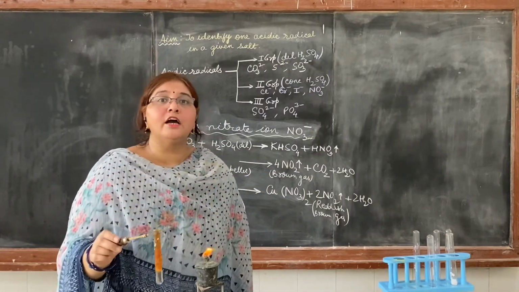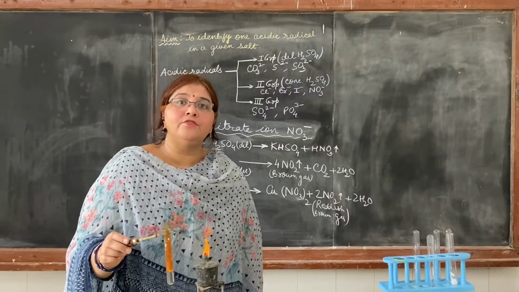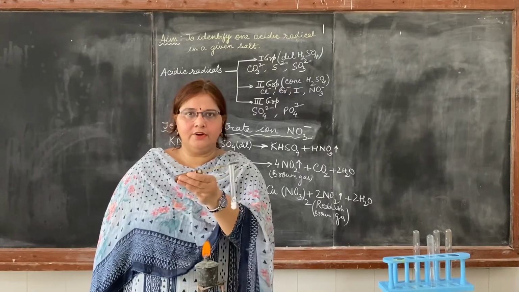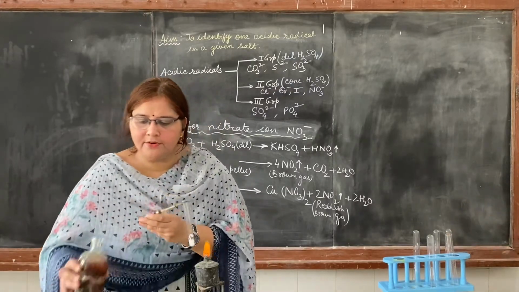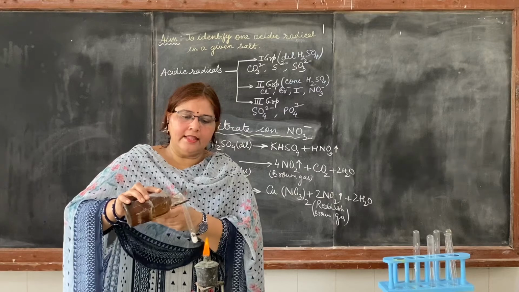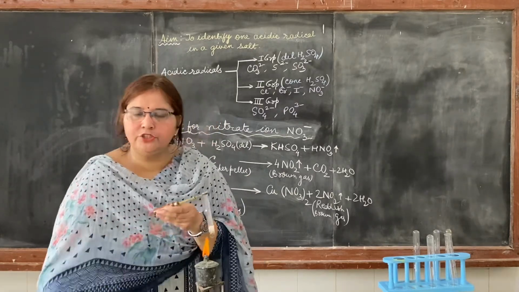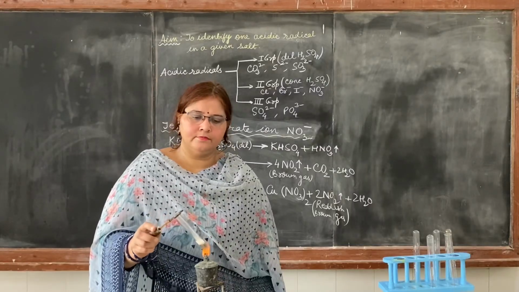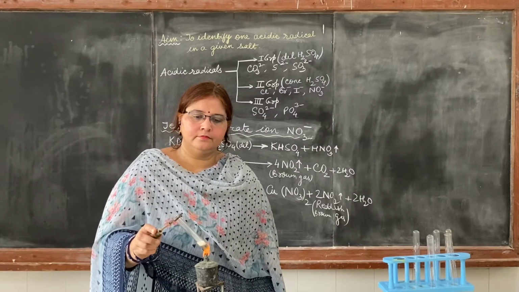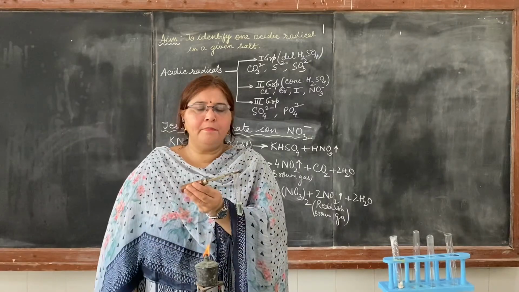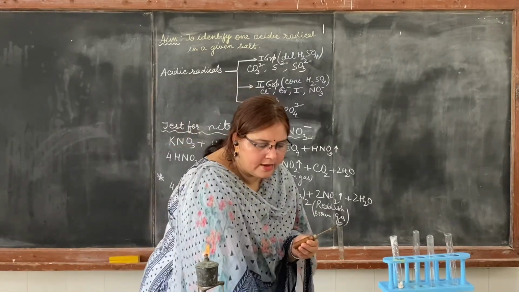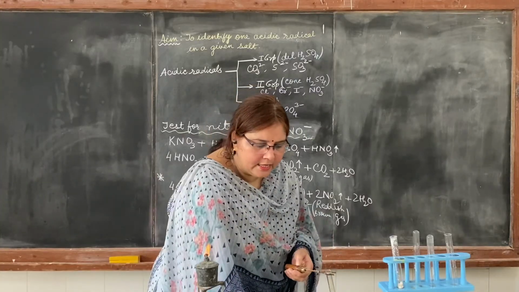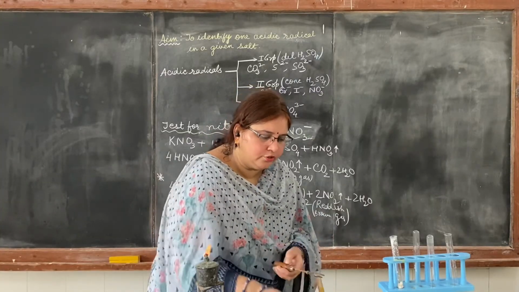Now we will do the confirmatory test for the nitrate ion. We will take the salt in a test tube, add concentrated sulfuric acid to it, heat the solution a little bit, and then add the copper turnings to it. Now, as soon as we add the copper turnings to it, we will see the color of the solution change.